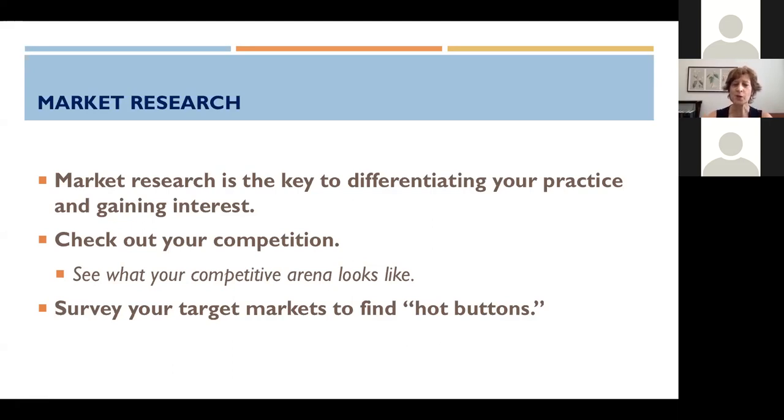So it starts with market research for us. And you can even survey your target markets to find hot buttons. You could even take your good patients who did full mouth cases or dental implants or LANAP, whoever you want to get more of, and ask them, well, what is it that you liked about us? What were you looking for in a dentist? Why did you choose us?